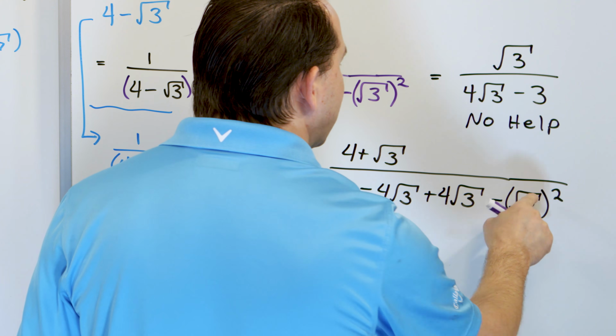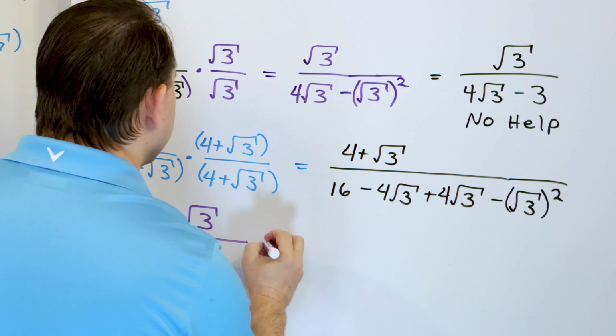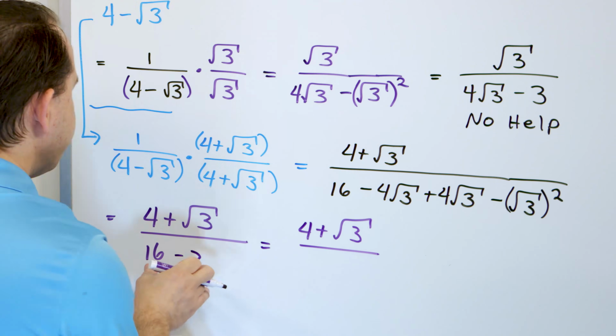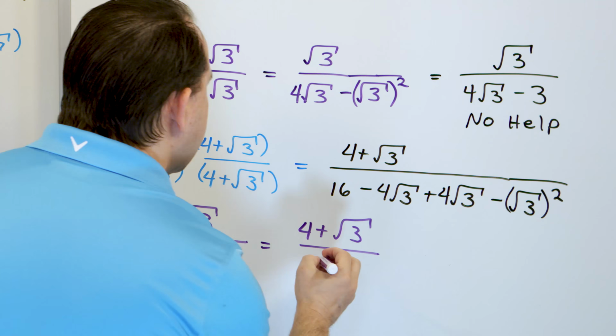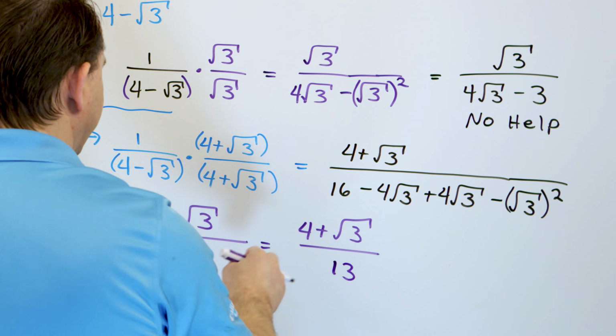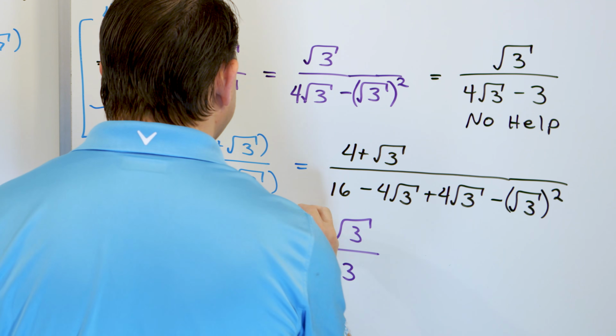I'm going to cancel the square root with the square. I'll have a 3, so minus 3. And so I will have 4 plus the square root of 3 on the top. On the bottom, what is 16 minus 3? Let me just double check, I'm catching up with myself. I'll have 13. And there's really no way to further simplify this. 4 and 13 don't really simplify any better than this. So you have 4 plus the square root of 3 on the top, 13 on the bottom.